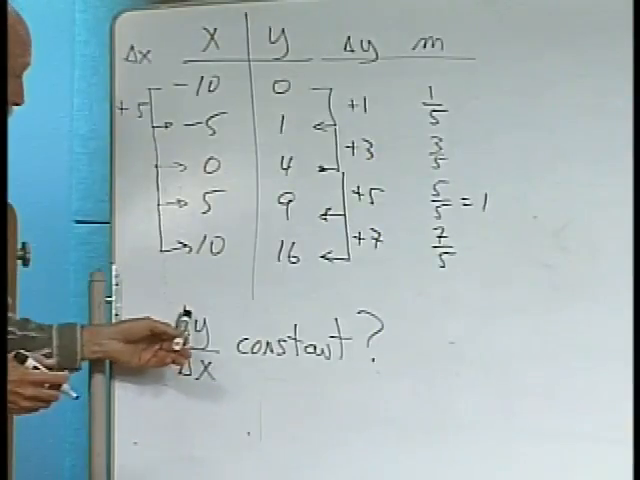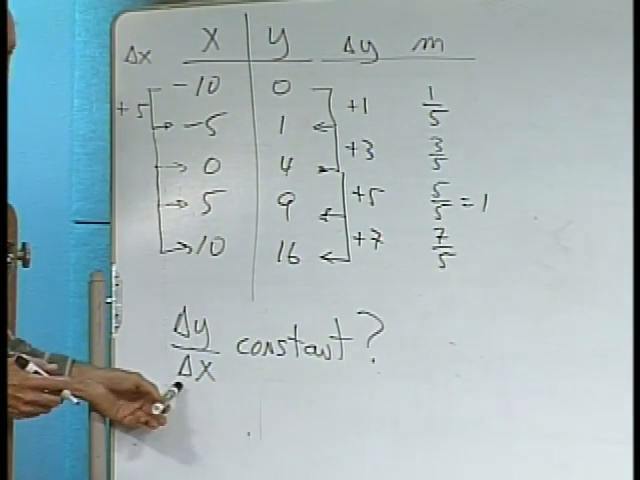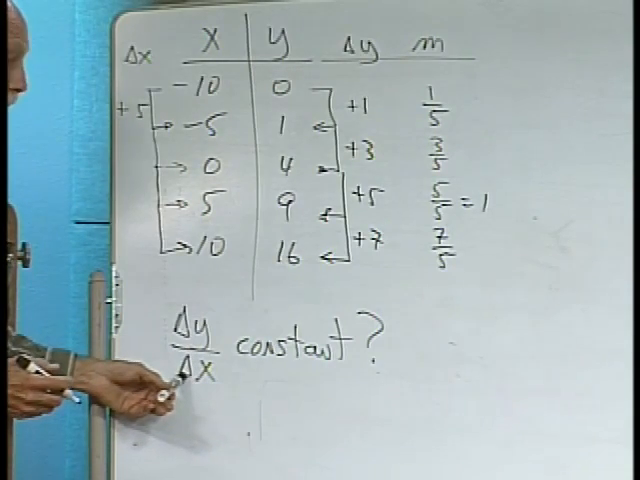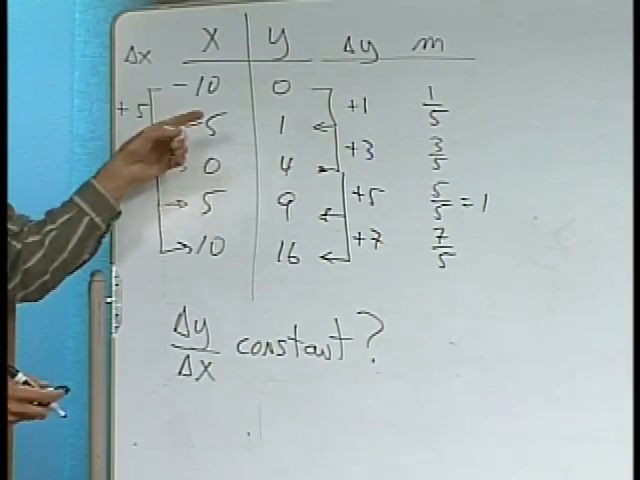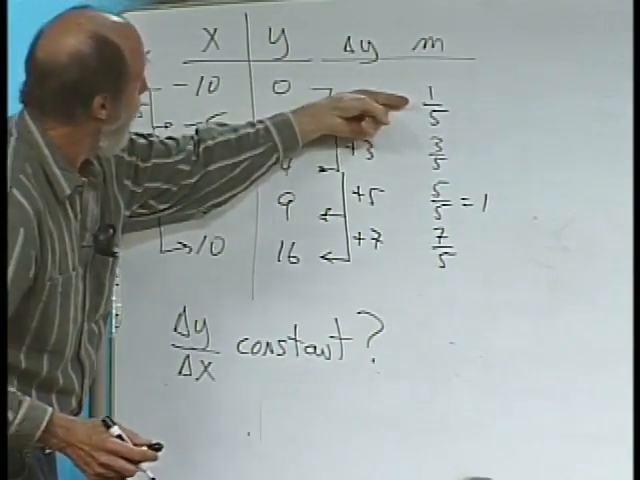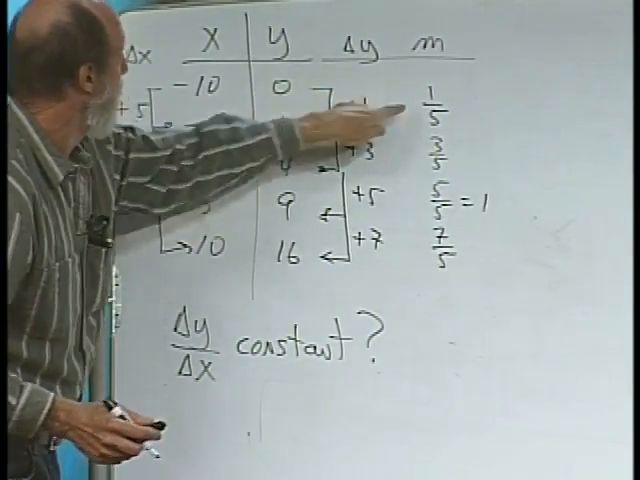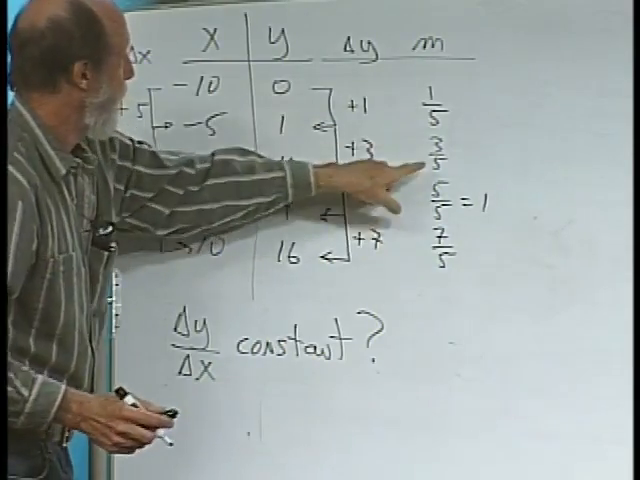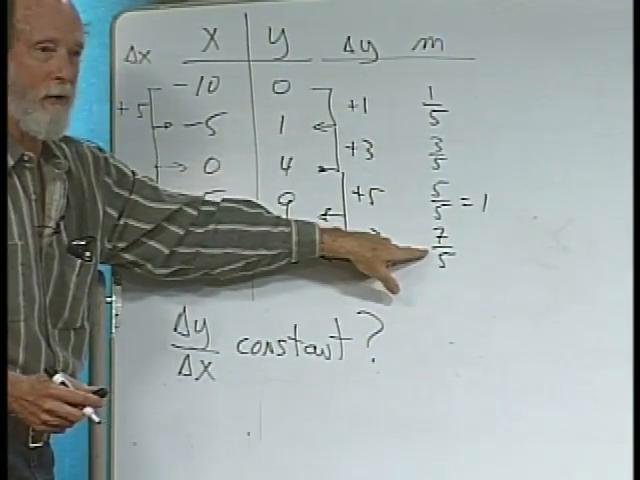Well, this is the definition of slope, isn't it? Or average rate of change. Average rate of change is defined as your slope that you're familiar with. And what I'm pointing out to you from this set of data is that the average rate of change seems to not be constant. It's 1/5 between the first two data points, then it gets larger, 3/5, up to 1, and then 7/5, even greater than 1.